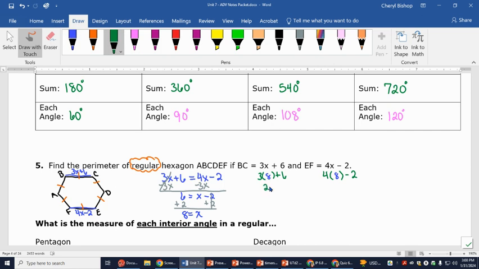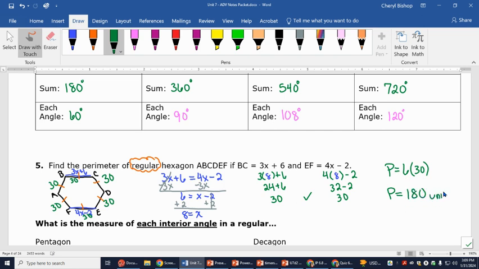I know this side is 24 plus 6, so it's 30. This side is 4 times 8 minus 2, so it's also 30, which it should be, right? Because we just said these two sides are equal to each other. All my sides are 30 units long. So to find my perimeter, I have 6 sides, so my perimeter is going to be 6 times 30. My perimeter of this shape is going to be 180.